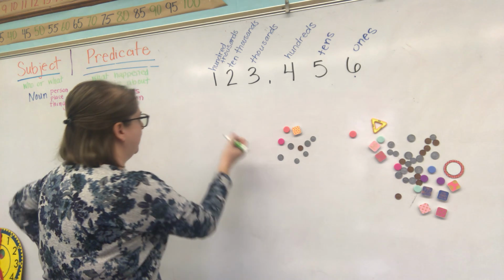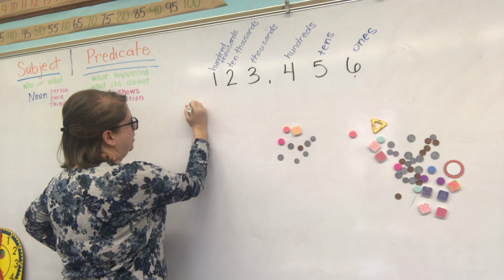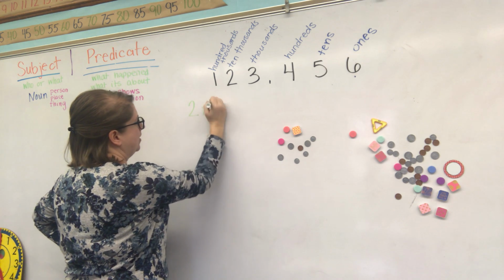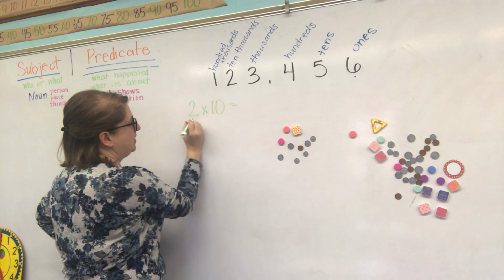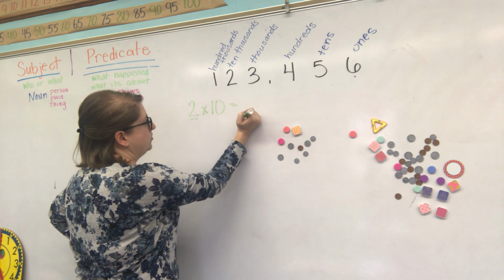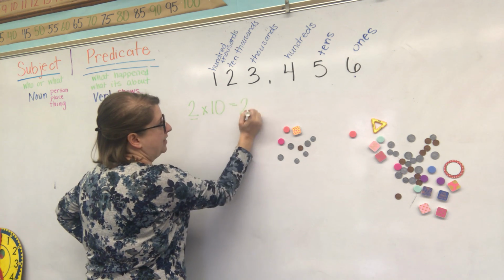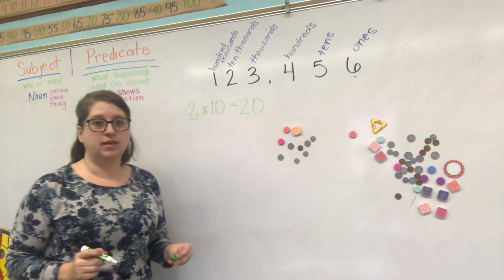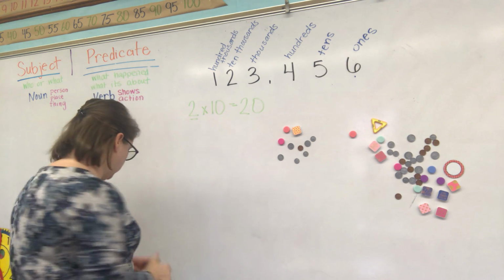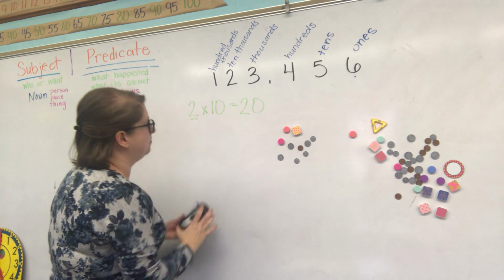We can take a look at if we had 2 times 10, we just take that first number and we put a 0 at the end of it, right? That's our quick way of remembering how to do it. This marker is way too light for this, so let me try that again.